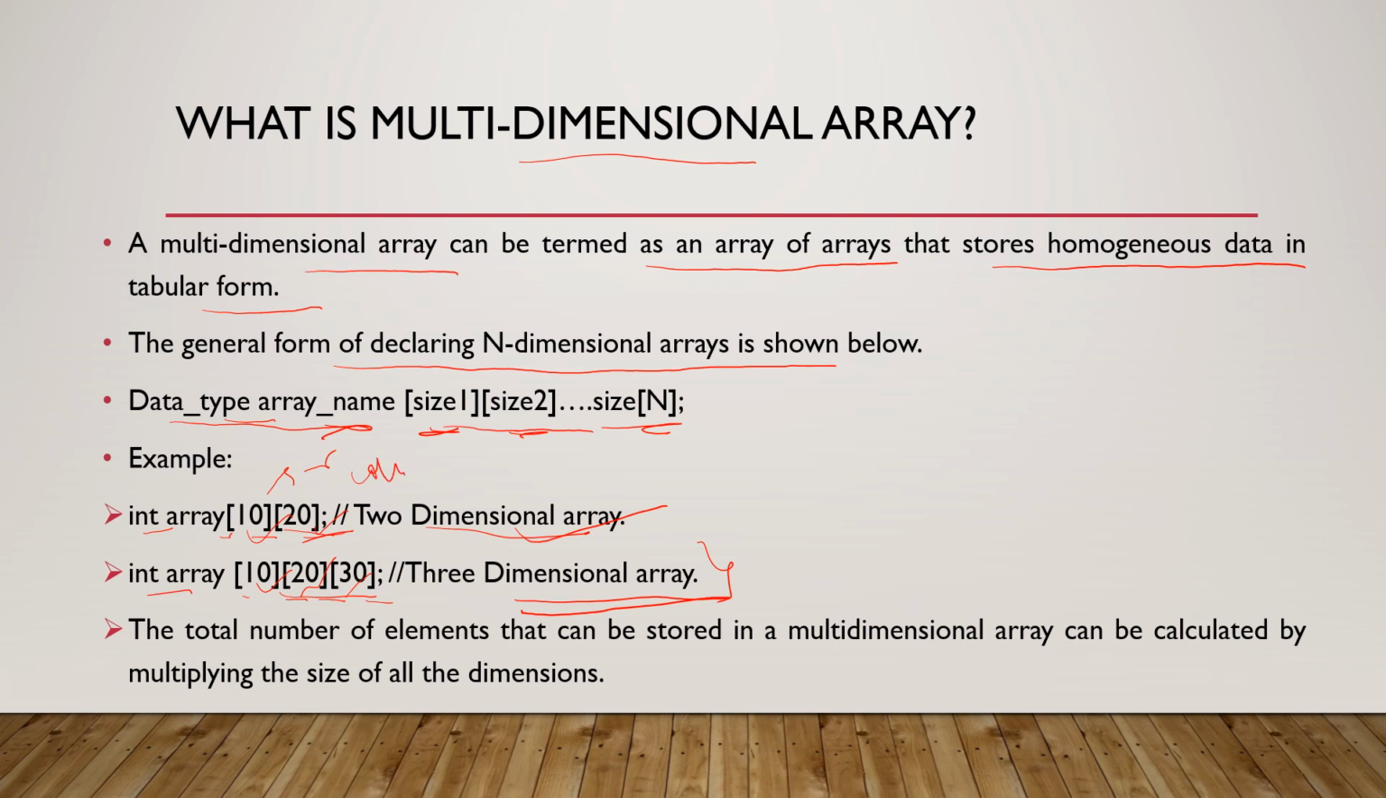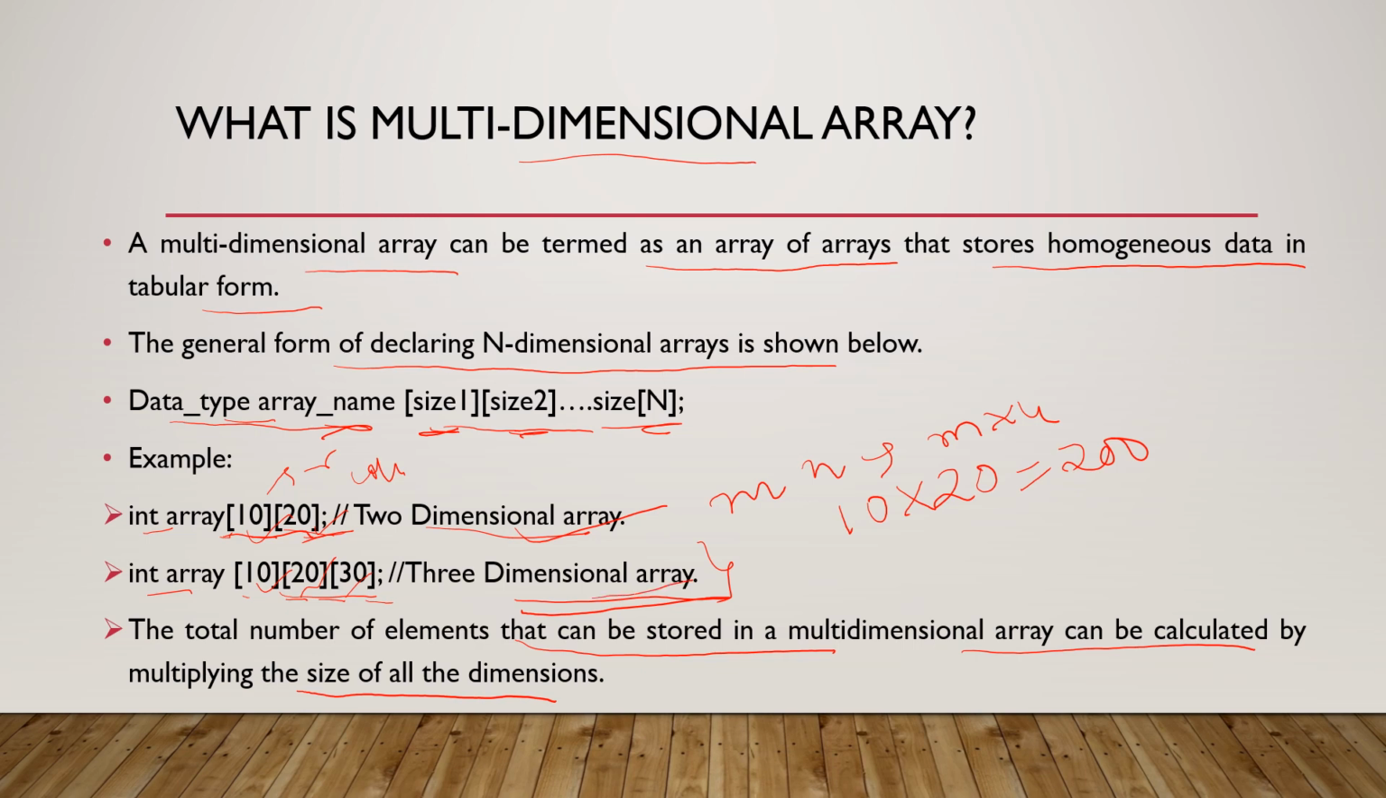Now the total number of elements that can be stored in a multidimensional array can be calculated by multiplying the size of all the dimensions. Which means that for two-dimensional array, if m is the number of rows and n is the number of columns, then the size of the dimension will be m into n. Here for example, for int array[10][20], the maximum number of elements that we can consider is 10 into 20 equals 200 for two-dimensional arrays.